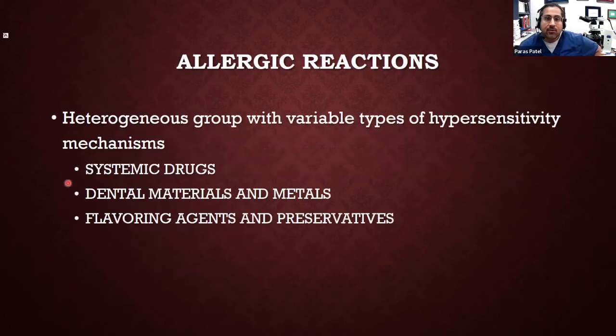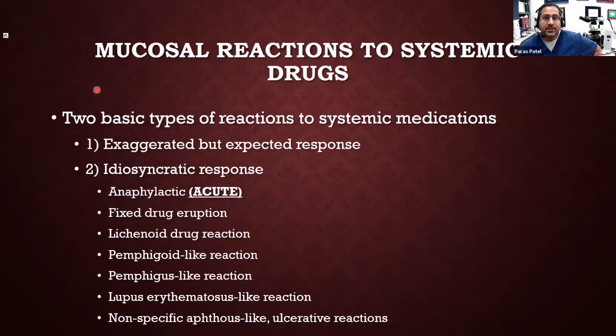Allergic reactions are a heterogeneous group of variable types of hypersensitivity: systemic drugs, dental materials and metals, flavoring agents and preservatives. You can have all different types of allergic reactions. There are two basic types: reactions that you are expecting, like warfarin and increased bleeding, or idiosyncratic reactions. Drug reactions can mimic other inflammatory conditions like lichen planus, pemphigoid, pemphigus, lupus, or recurrent aphthous stomatitis.